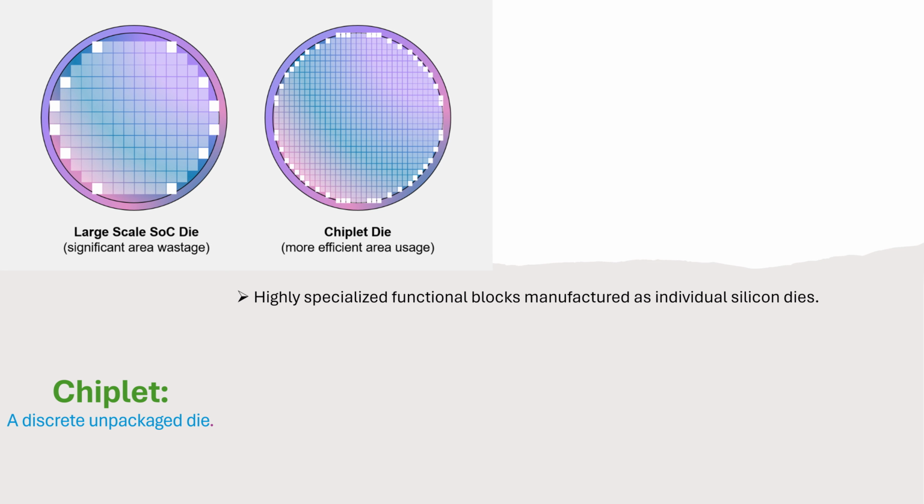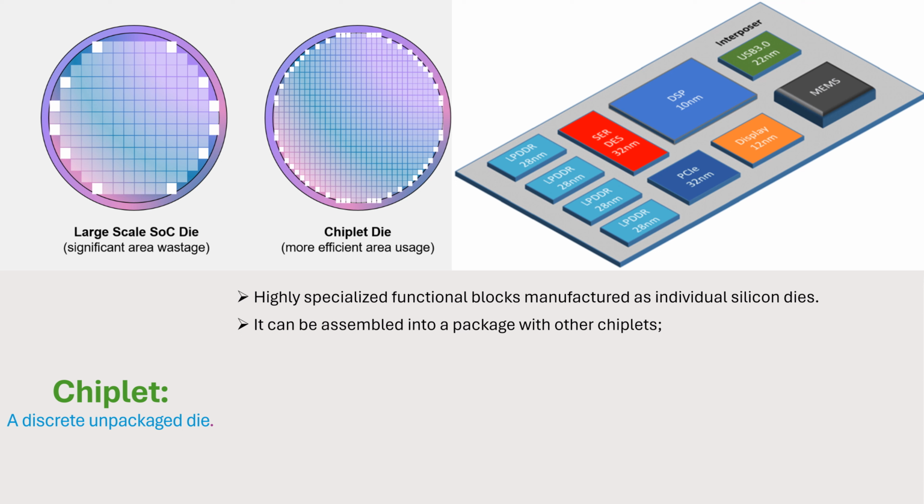These are some examples. Chiplet dies can be smaller compared to traditional SoC dies. A chiplet can be assembled into a package with other chiplets. Some of the examples you can see are the different chiplets available: DSP, PCIe, display, USB 3.0, LPDDR. These are examples of chiplets being packaged into a single package. Each chiplet is optimized to its function using the node best suited to its function.